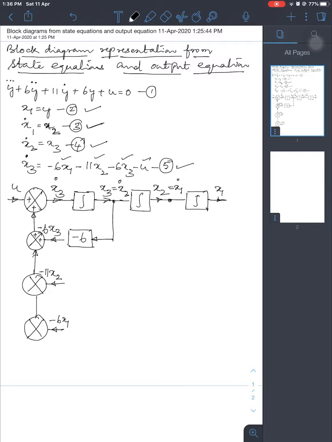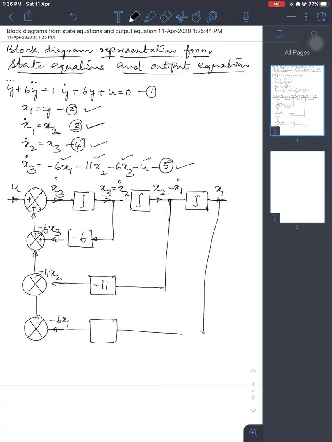And here I am getting x2. I'll take off a signal from x2, then pass it through minus 11, and I'll get that. And x1, this is minus 6 x1. Now x1 equal to y. This completes the block diagram of the given problem.